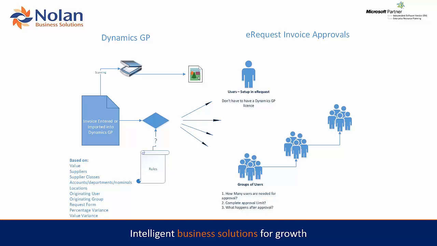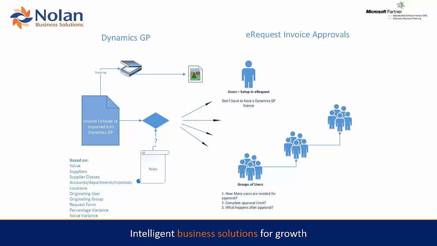The invoice is routed based on value or supplier class, or the account or department that you're coding it to. Based on the rules that you've set up in the system, it can be routed either to a user set up in eRequest. That user doesn't have to have a GP license because they're just using the eRequest portal, or it can be set to be routed to a group of users.